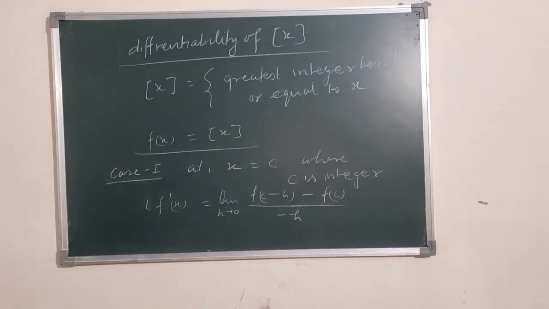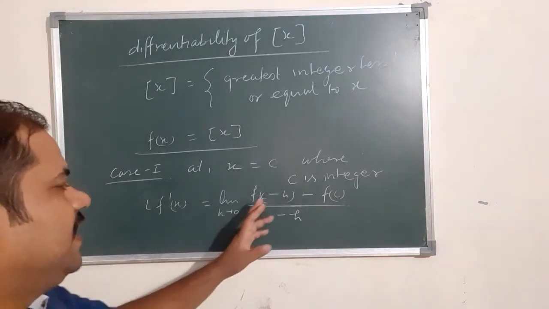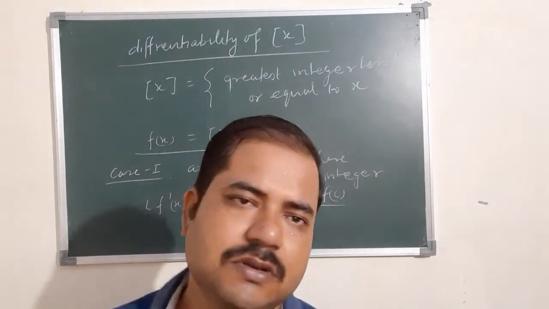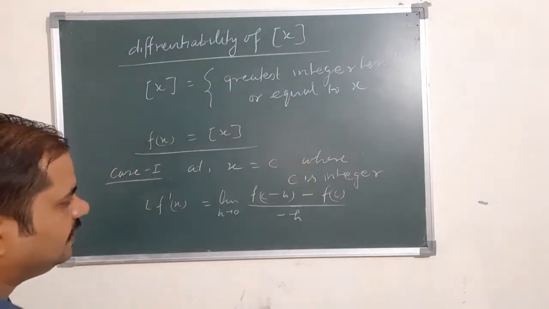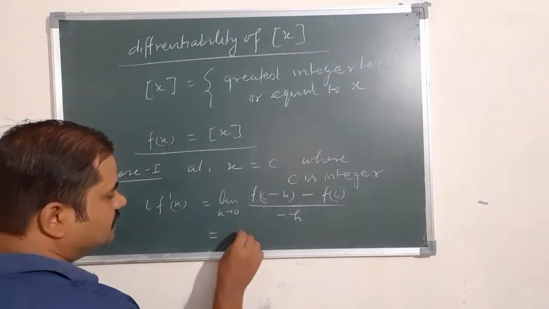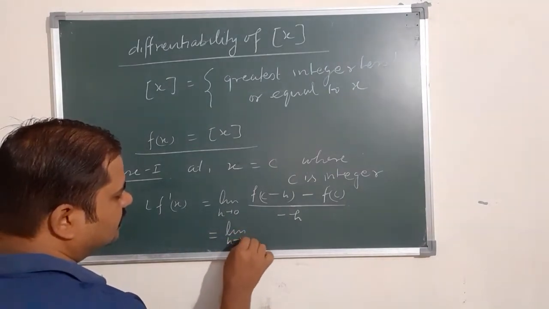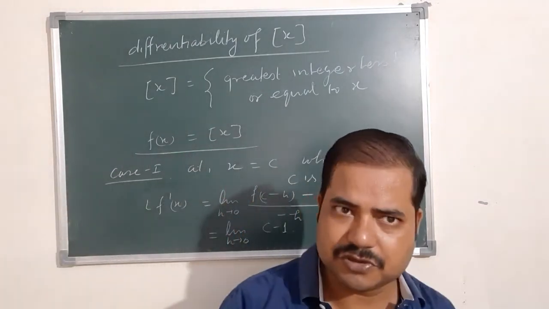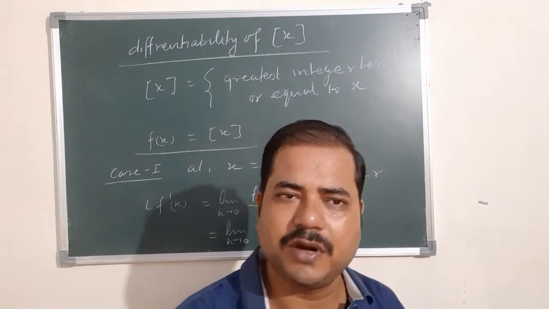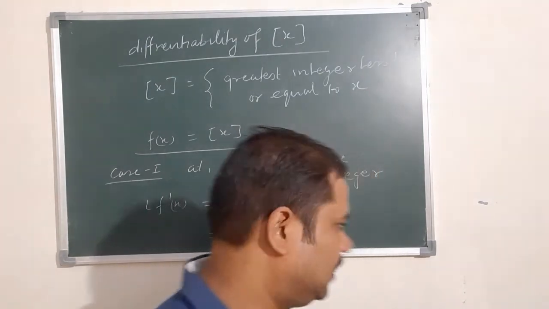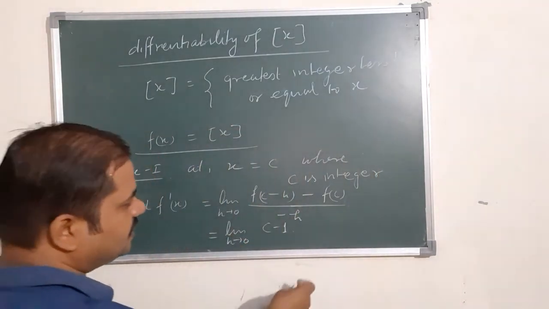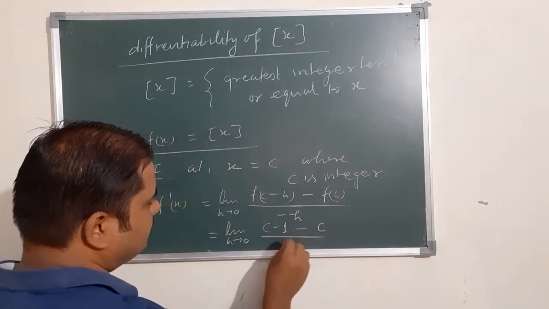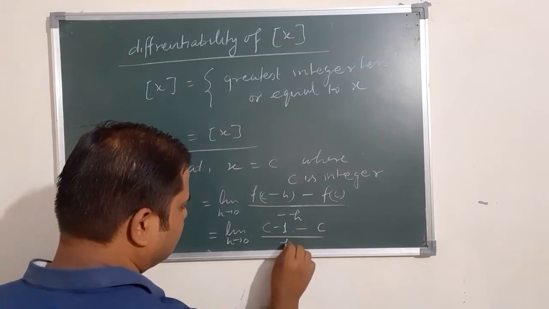So you know very well, c minus h. If c is an integer, then c minus h is obviously not an integer. So c minus h, that means what? Suppose c is 2, then 2 minus something is 1.3, 1.4, and the bracket of this is 1. So it is c minus 1, and f(c) is c only, divided by minus h.